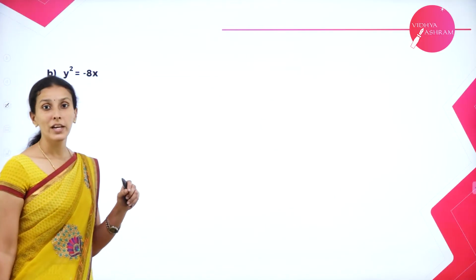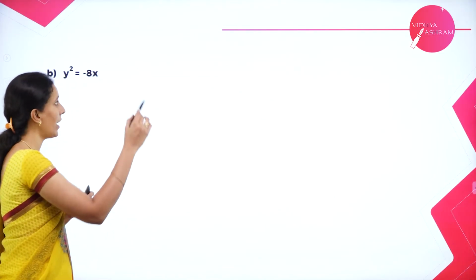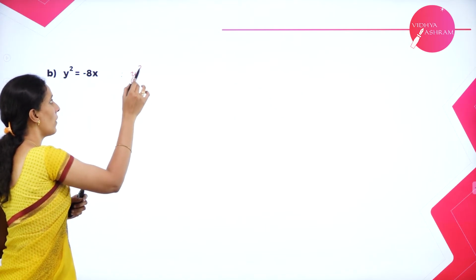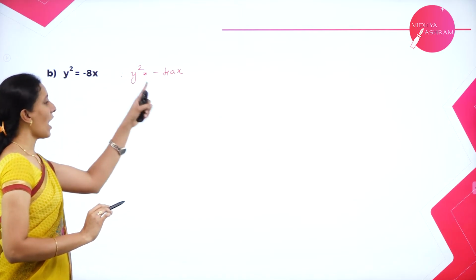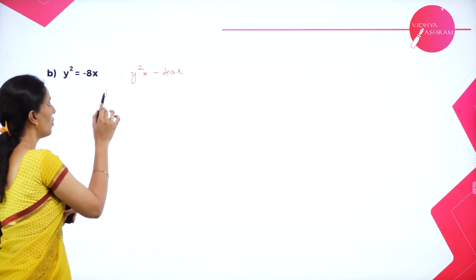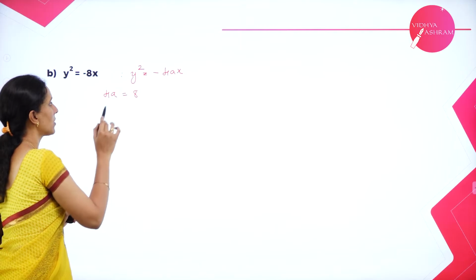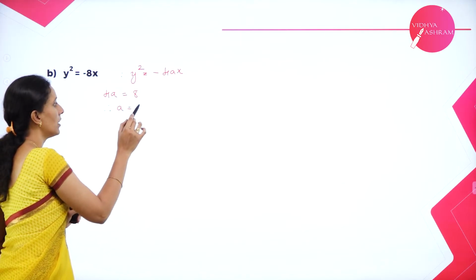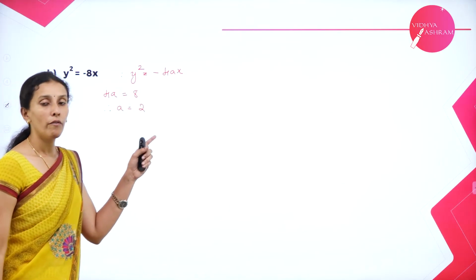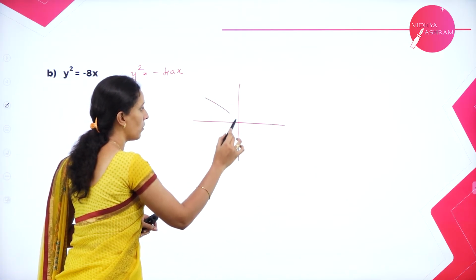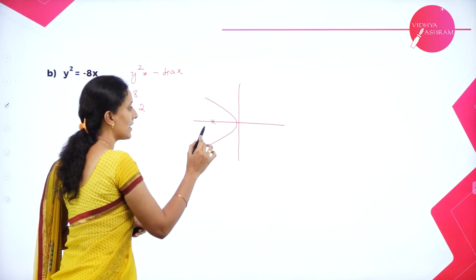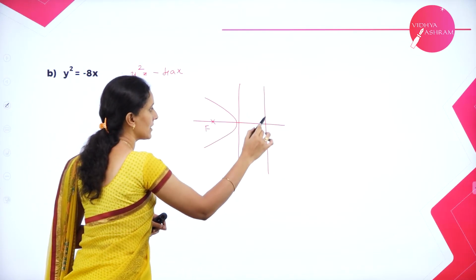We have y square is equal to minus 8x. So compare the equation with y square is equal to minus 4ax. So clearly we have minus on both sides. So 4a is equal to 8. So therefore a is equal to 2 here. Now y square is equal to minus 4ax means it is a left-handed parabola. So therefore focus lies here and directrix lies here.